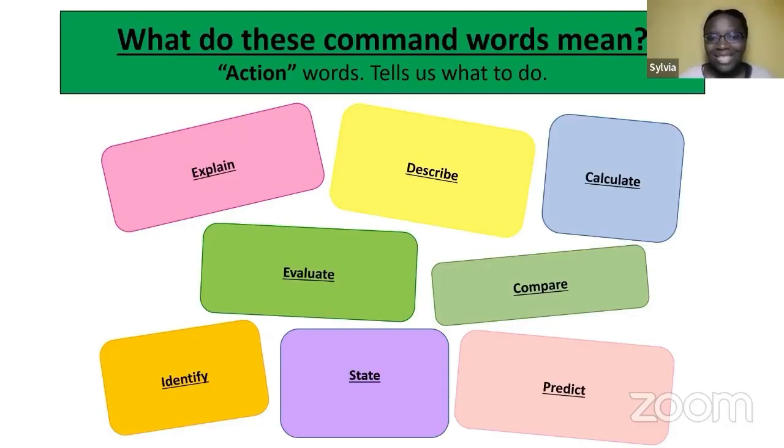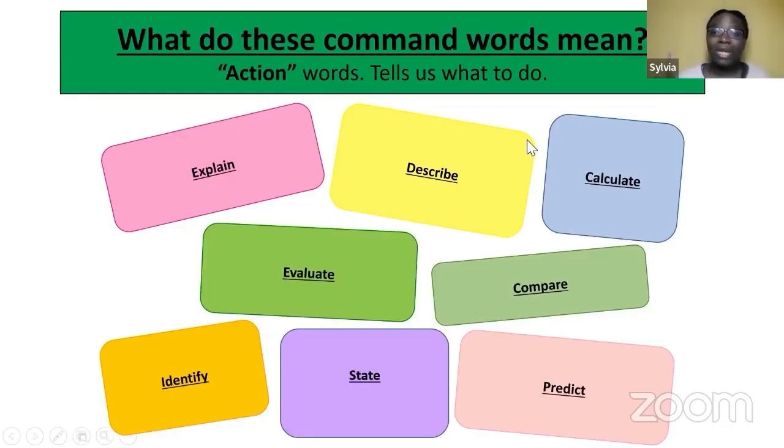Describe is a lot easier, well, simpler, right, than explaining. When you're describing something, you're simply just stating whatever that question is about, whether it's a diagram or a graph or whatever. You're just stating the general thing, like describe that tree. What does that tree look like? It's massive, it has a massive trunk, and so on and so forth.